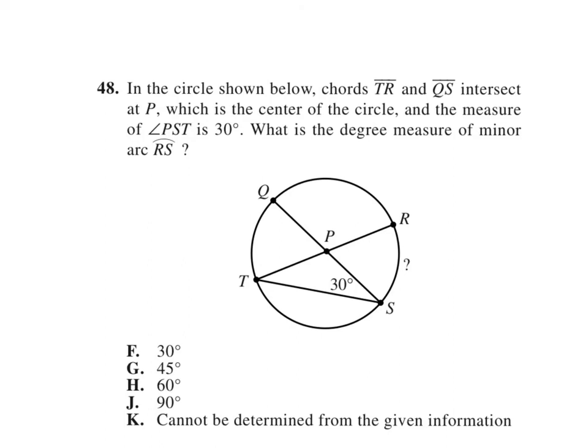In the circle shown below, chords TR and QS intersect at P, which is the center. So that means that my vertical angles are congruent, and angle PST is 30 degrees. So that means this angle here is also 30 degrees. What is the degree of minor arc RS? Well, the angle from here to here, this angle measure and this minor arc are the same thing. Well, I know that if in that triangle I have 60 degrees, there's 120 degrees left here. And I know that RPT makes a straight line, which is 180 degrees. So that leaves me 60 degrees here. So 60, H.